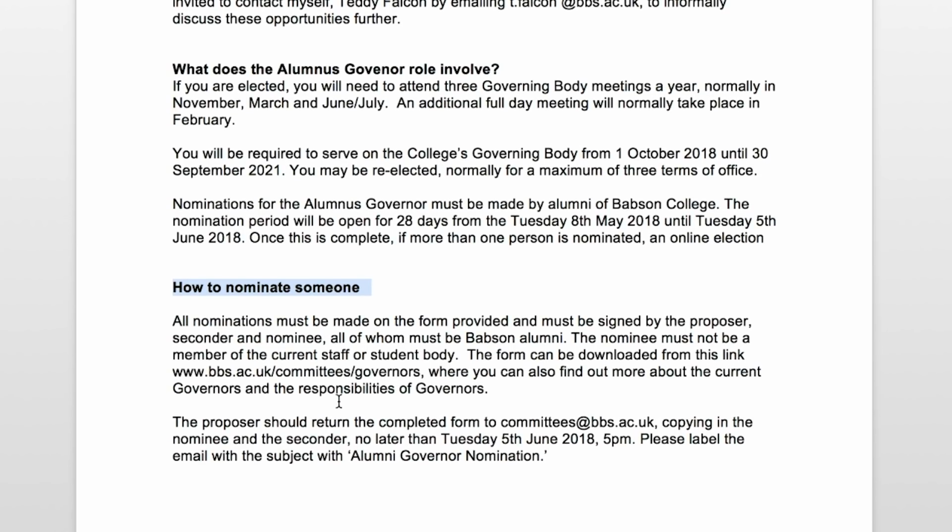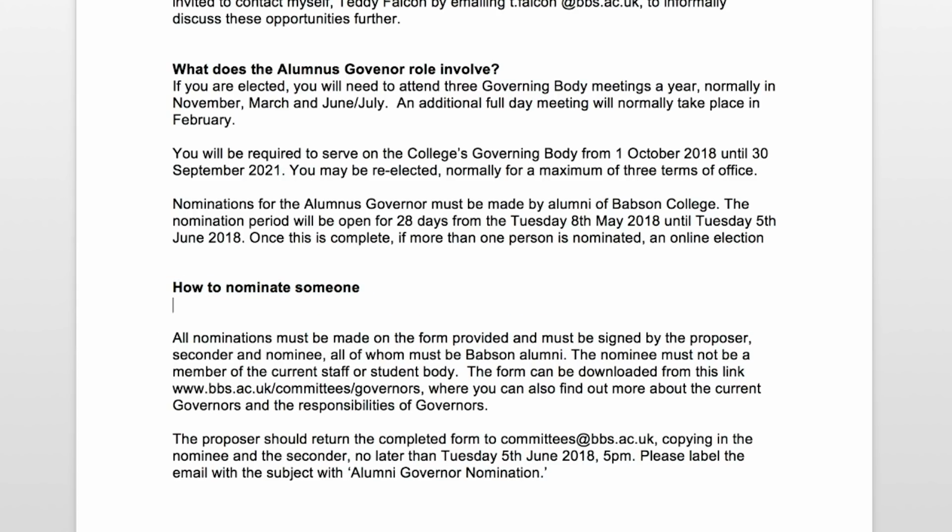All nominations must be made on the form provided and must be signed by the proposer, seconder and nominee. Okay, that's the first I've heard of proposers, seconders and nominees. So I think we need to prepare for that and tell me that you will need to find a proposer, a seconder and a nominee. So I think maybe we say, to nominate someone, you will need to find a proposer, a seconder, and the nominee themselves.